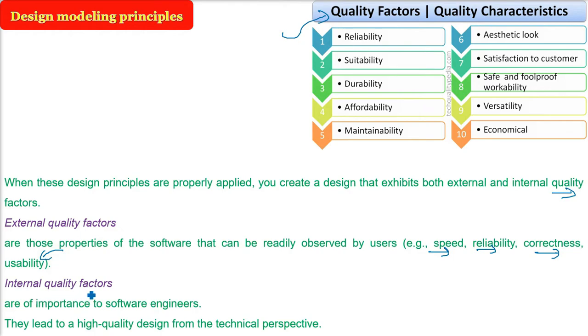Internal quality factors are various other factors which I have highlighted here. There are 10 quality factors which I have highlighted on the picture. But these are of utmost importance for the software engineering professional. So they lead to a high quality design from the technical perspective. So this quality is very important. We'll talk about that in the later discussions.